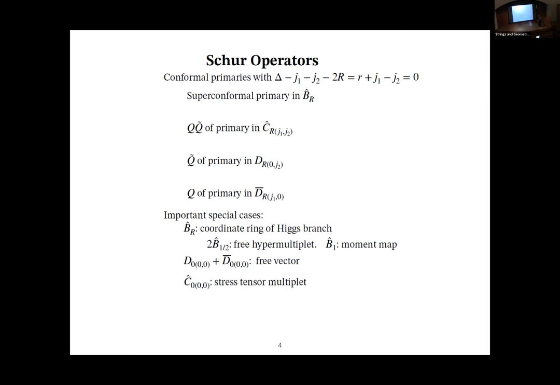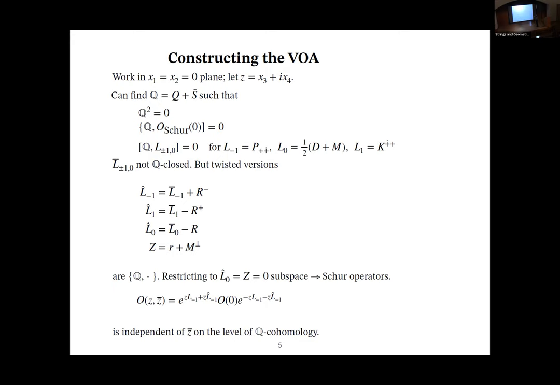How do you make a VOA out of this? Well, what you do is you start by confining yourself to the x1 equals x2 equals 0 plane, combine x3 and x4 into a complex coordinate, and then you find a particular linear combination of a supercharge and a superconformal charge, Q, with the following properties. First of all, it squares to 0. Second of all, it commutes with every Schur operator you insert at the origin. Third, it also commutes with a set of generators of the conformal algebra, namely holomorphic translations in my plane, some combination of a dilatation and a rotation in the plane, and this particular special conformal transformation.